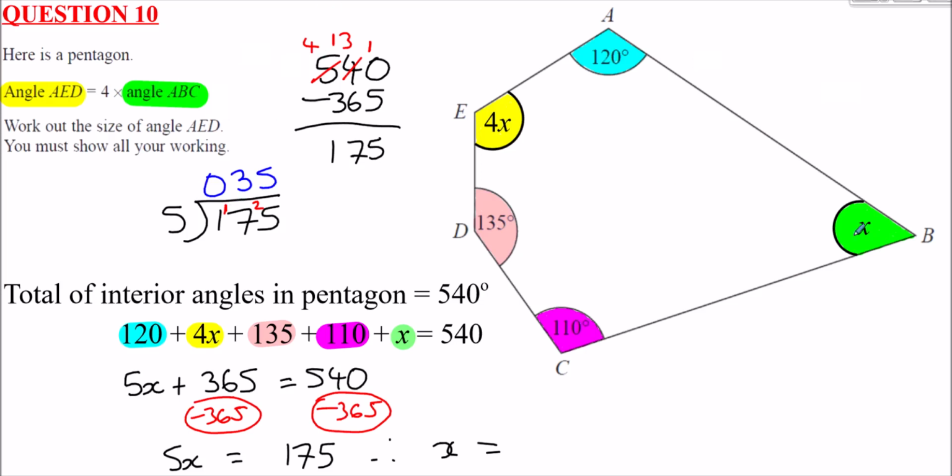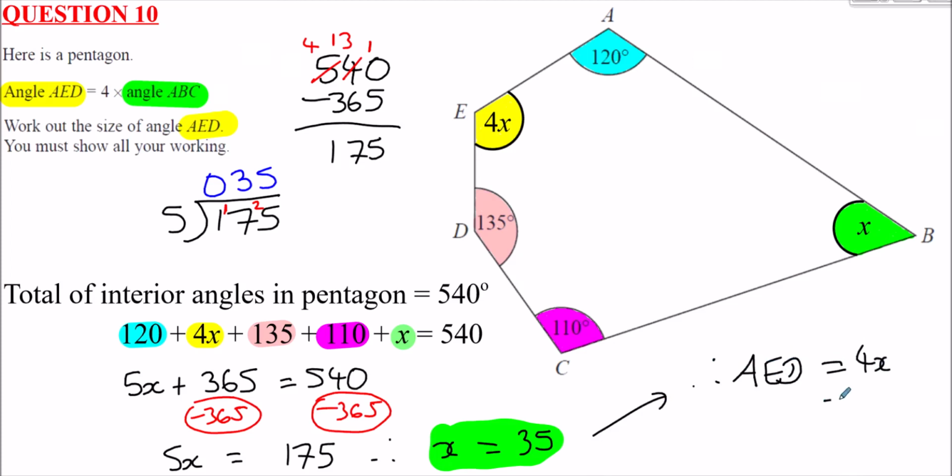So therefore, x, this one here, equals 35 degrees. Very commonly, you might think, oh, I'm done, I found x, but actually here, I need to work out the size of AED. AED is 4x, so what I need to do now, finally, is to multiply by 4. So AED, which of course is 4x, that's going to be 4 multiplied by 35. To multiply by 4, I always think of it as doubling and then doubling again. So if I double 35, I get 70. Double again, I get 140. Therefore, angle AED is going to be 140 degrees.